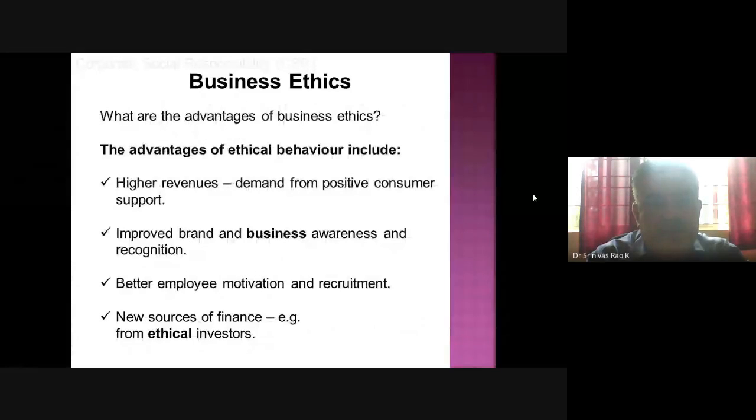Now we see what the advantages of business ethics are. If I follow business ethics, what are the advantages? You must have seen in that Corporate movie, whoever watched it, there have been certain cases, which will be discussed in a subsequent slide. When we get that opportunity, I will highlight that. In these advantages, first is higher revenues, demand from positive consumer support. When we have good business ethics, we have higher revenue, that is higher profit. Then we have improved brand and business awareness and recognition, and then better employee motivation and recruitment. Last class also we went through these slides, so I'm just refreshing you.